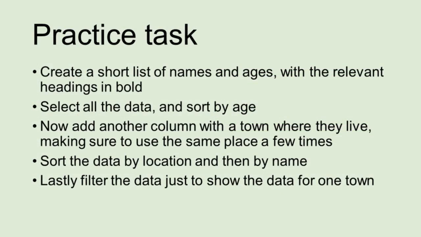Practice task. Create a short list of names and ages, with the relevant headings in bold. Select all the data and sort by age. Now add another column for the town where they live, making sure to use the same place a few times. Sort the data by location and then by name. Lastly, filter the data just to show the data for one town.